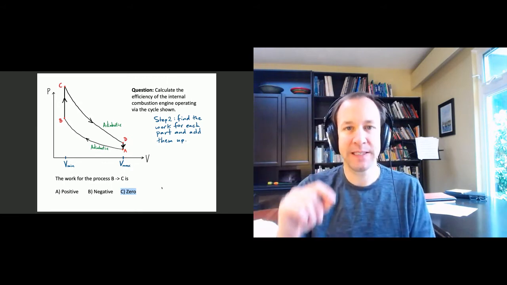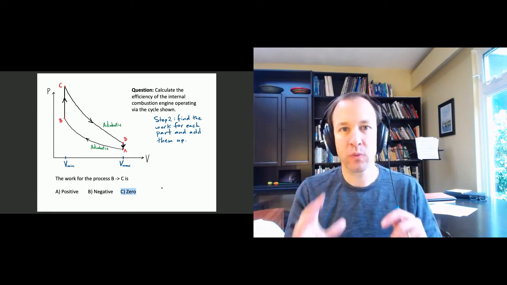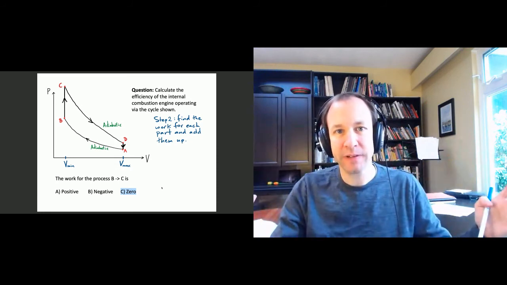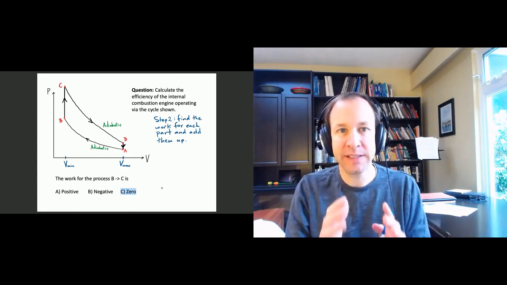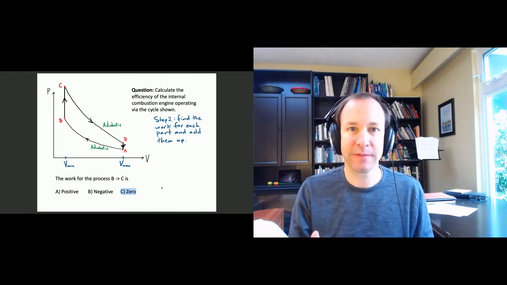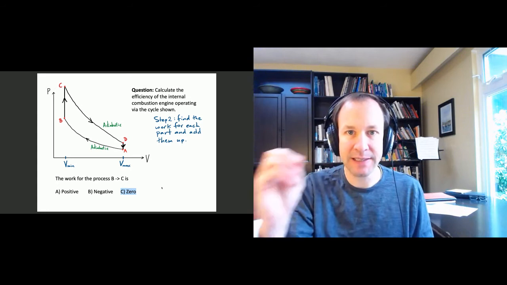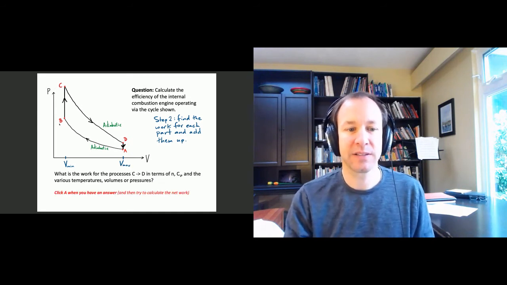And that's because B to C is a constant volume process. And we remember that work is something that is positive for increasing volume, negative for decreasing volume, and it's 0 for volumes that stay the same. That comes from our basic formula that the work is equal to P delta V. So in order to calculate the net work for the cycle, we only need to worry about the work from C to D and the work from A to B. And that's our next question.